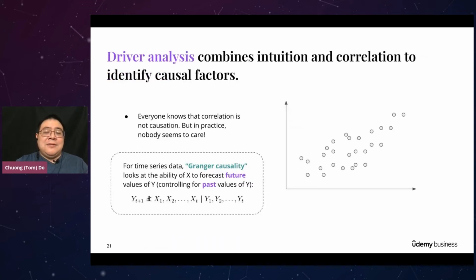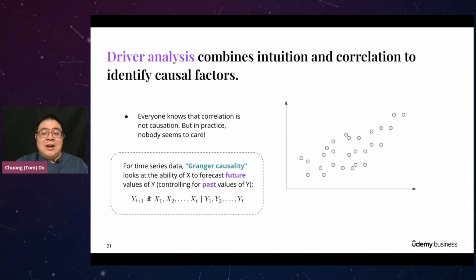Another way of getting at causality is to do what's known as driver analysis. So in driver analysis, generally there's some outcome metric that you're interested in, and you're trying to understand what are the input factors that drive that output metric, and often people will use correlation. Now, of course, in statistics, we all know that correlation is not the same as causation, but in practice, it seems that people don't tend to care about that difference as much.